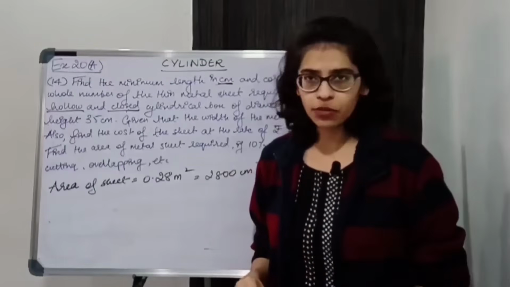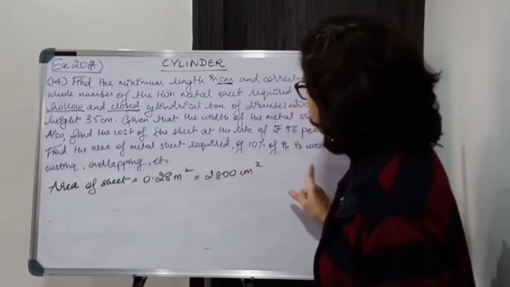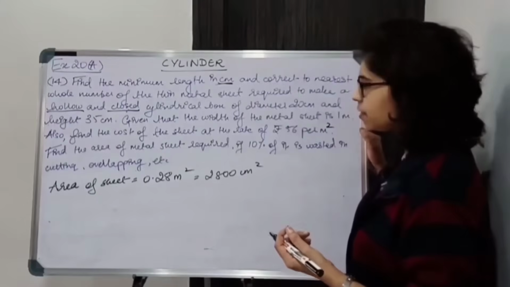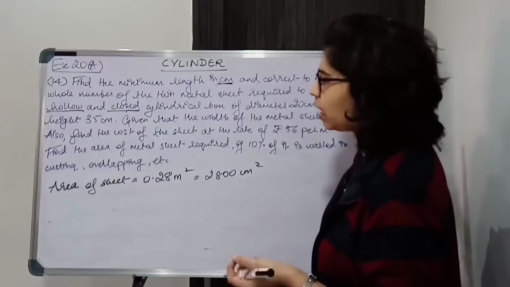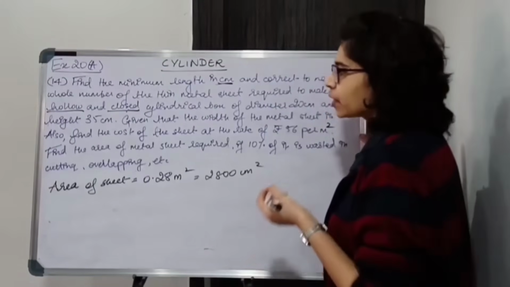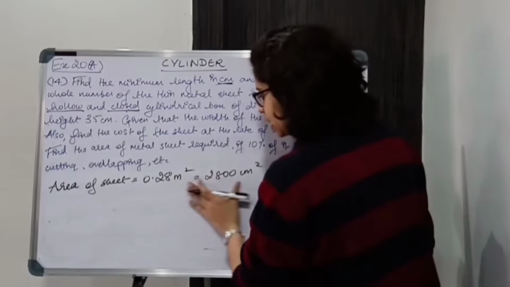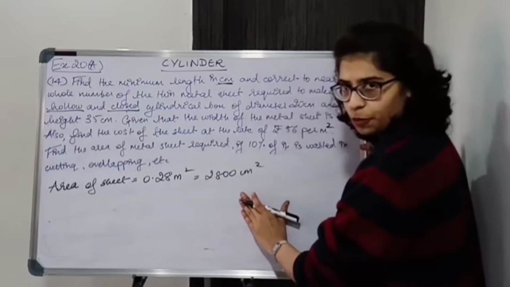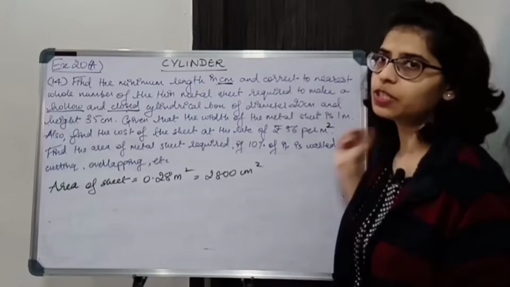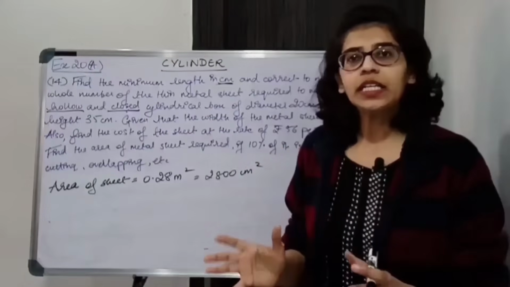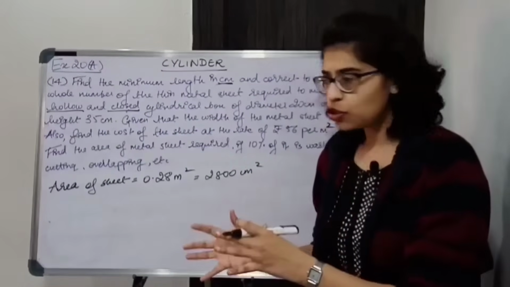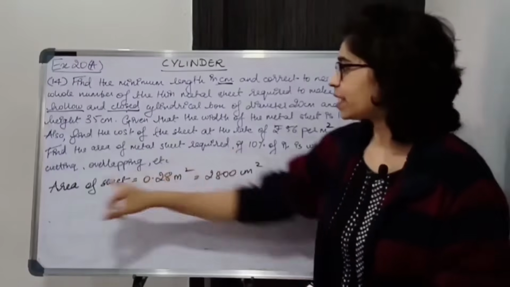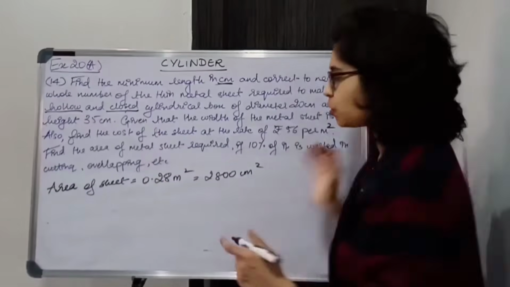Coming to the last part of the question, find the area of the metal sheet required if 10% of it is wasted in cutting, overlapping, etc. Now area of sheet used for making cylinder is this much. ठीक है, 0.28 meter square, that is 2800 centimeter square. But there is some extra sheet that is left, okay, which is wasted in cutting, overlapping, etc.